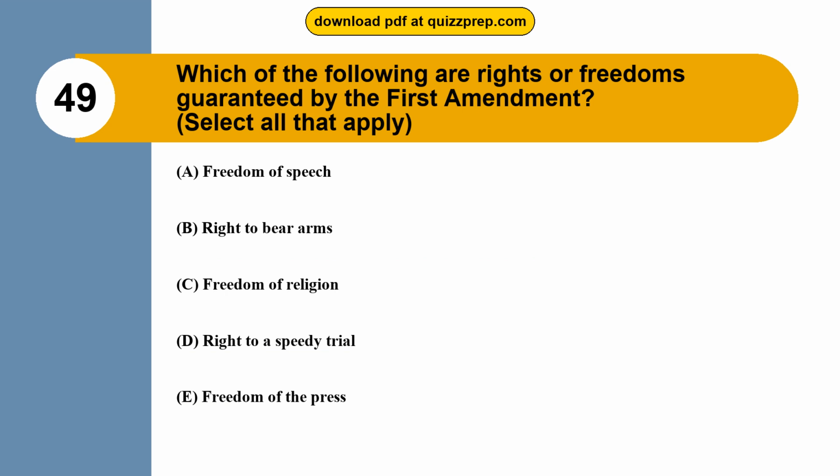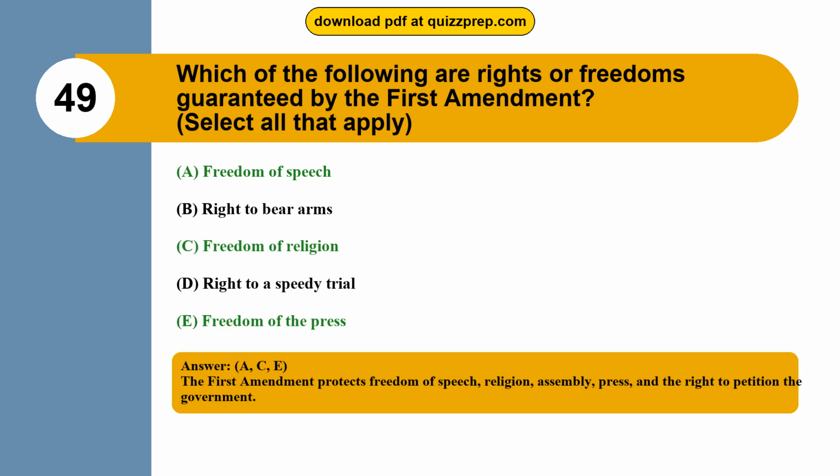Question 49. Which of the following are rights or freedoms guaranteed by the First Amendment? Option A. Freedom of speech. Option B. Right to bear arms. Option C. Freedom of religion. Option D. Right to a speedy trial. Option E. Freedom of the press. The correct answers are options A and C and E. Freedom of speech, freedom of religion, freedom of the press. The First Amendment protects freedom of speech, religion, assembly, press, and the right to petition the government.